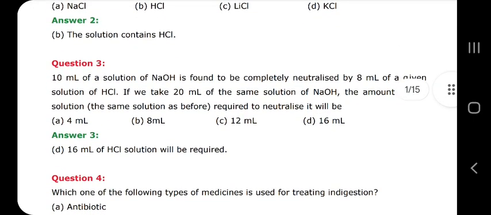Let's see question number 3. 10 ml of a solution of sodium hydroxide is found to be completely neutralized by 8 ml of a given solution of HCl. If we take 20 ml of the same solution of sodium hydroxide, the amount of HCl solution, the same solution as before, required to neutralize it will be. The answer of this question will be 16 ml. So the correct option of this question will be D.